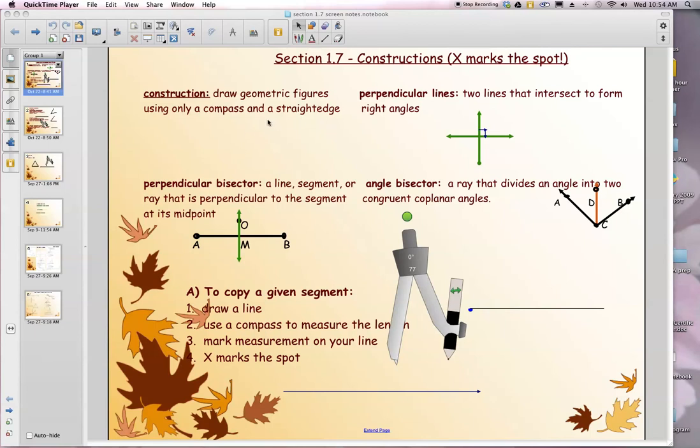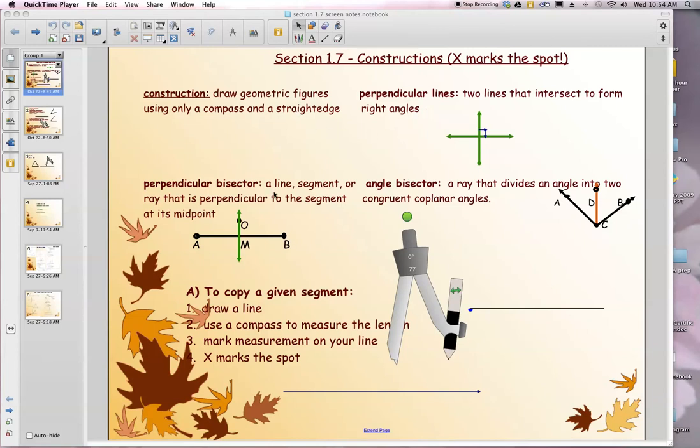This lesson is section 1.7. It's on constructions. In order to do this lesson, you're going to need a compass and a straight edge. That leads us into our first definition of what a construction is. It's creating precise and accurate geometric figures using only a compass and a straight edge.